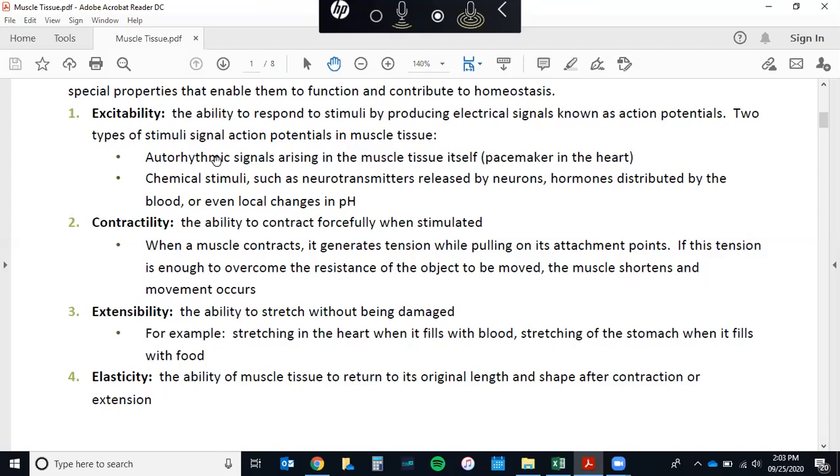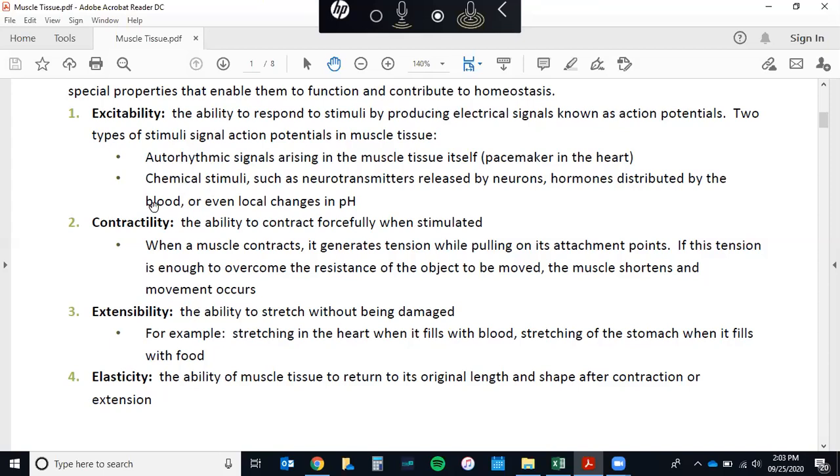We have a natural pacemaker. You may have heard of people having a pacemaker put in, which is to supplement or replace the electrical structure known as your pacemaker. When we talk about skeletal muscles, we're not going to use autorhythmic signals.